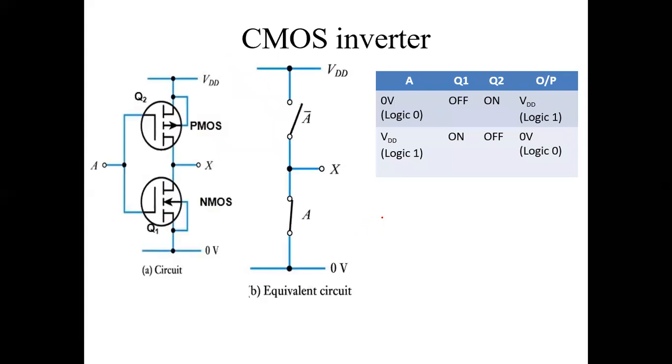This is the basic concept of the CMOS inverter. When the input is logic 0, the Q1 transistor is off and the Q2 transistor is on, so the output will be VDD, that is logic 1. When the input is logic 1, Q1 is on and Q2 is off, so the output will be logic 0. This is the CMOS inverter concept.